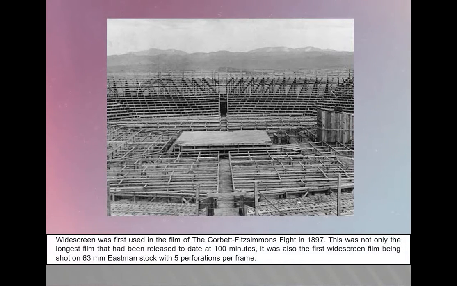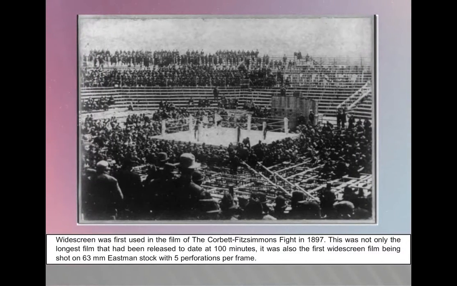Widescreen was first used in the film of the Corbett-Fitzsimmons fight in 1897. This was not only the longest film that had been released to date at 100 minutes. It was also the first widescreen film, being shot on 63 mm Eastman stock with 5 perforations per frame.